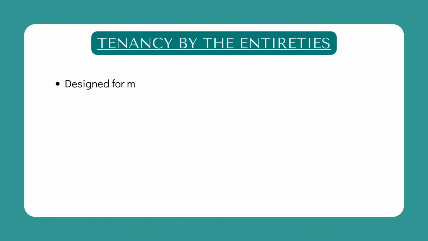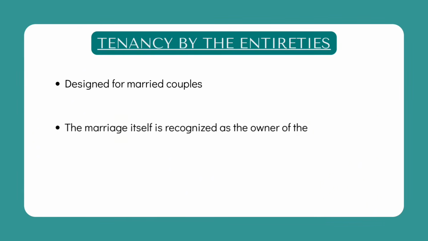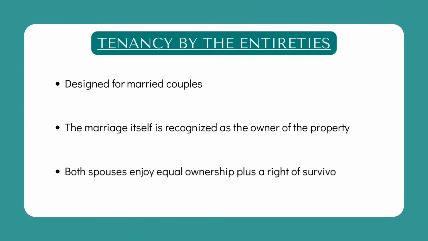Okay, let's move on to the last freehold fee simple estate that allows for co-ownership. Tenancy by the entireties. Tenancy by the entireties is an exclusive property arrangement designed solely for a married couple. Within this estate, the marriage itself is recognized as the technical owner of the property, and both spouses enjoy equal ownership plus a right of survivorship.